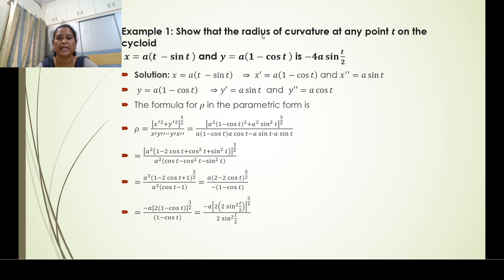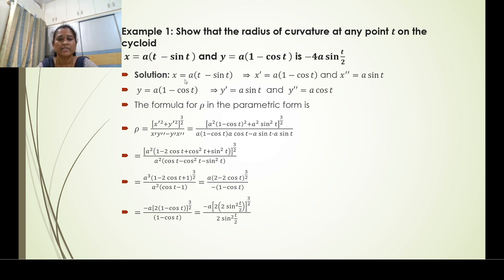Show that the radius of curvature at any point t on the cycloid x is equal to a into t minus sin t and y is equal to a into 1 minus cos t is minus 4a sin t by 2. This is the problem. We have to show that the radius of curvature rho is equal to minus 4a sin t by 2. These two are the parametric equations in terms of t. Okay, let us move on to the solution part.